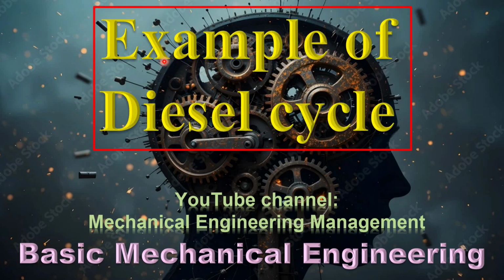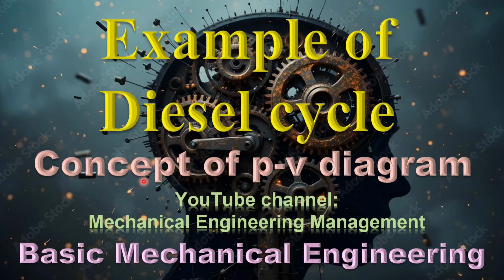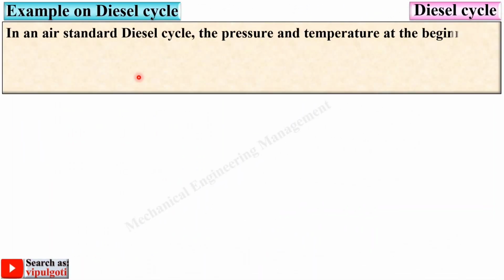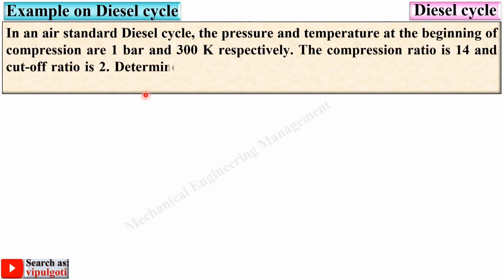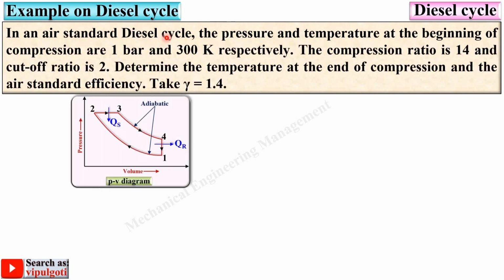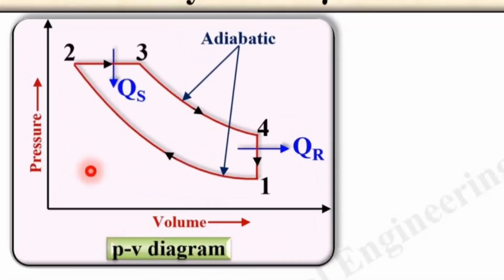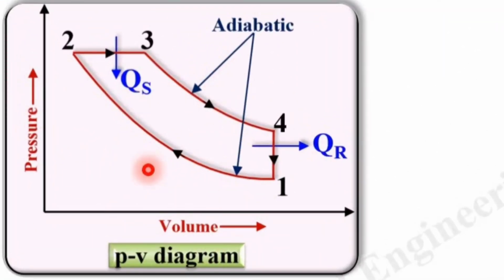Today we are going to see one example of diesel cycle, and with the help of this we are going to understand the concept of the PV diagram of the diesel cycle also. So let's see first of all the description of the given problem. Here you can see the problem is based on the diesel cycle, and you know that on the PV diagram there are two adiabatic processes, one heat addition at constant pressure process and one heat rejection at constant volume process.